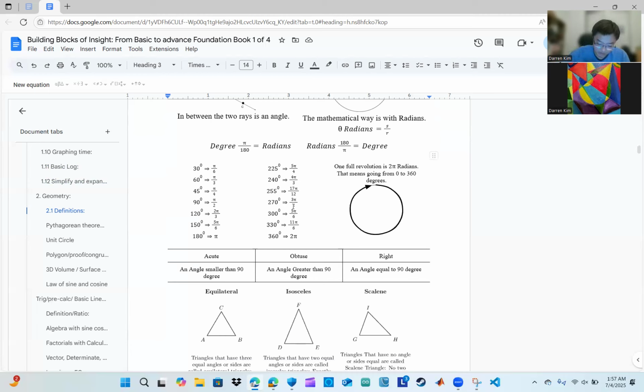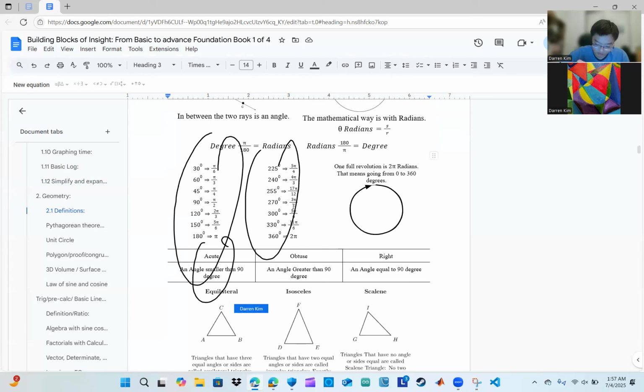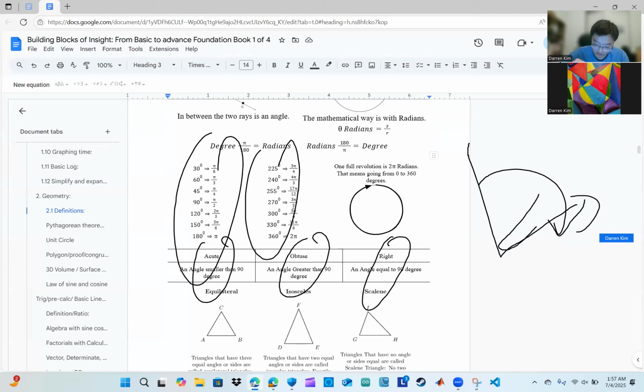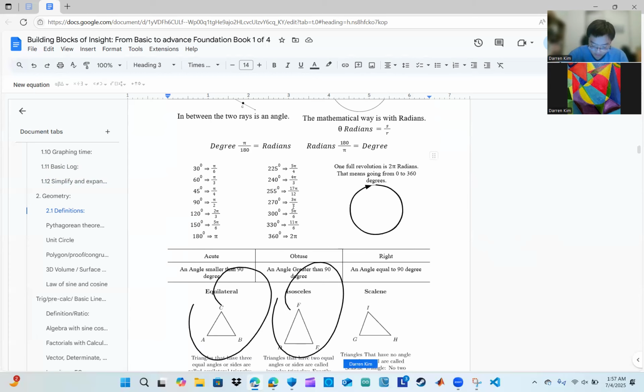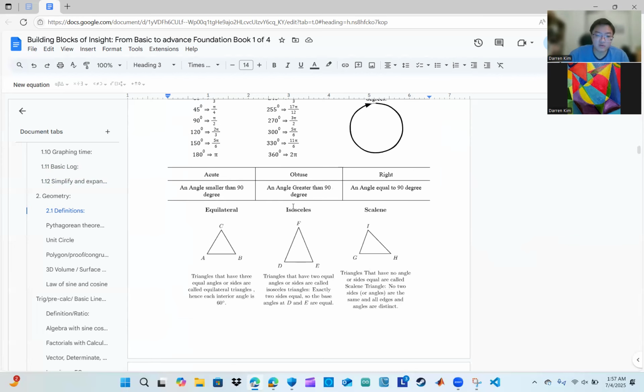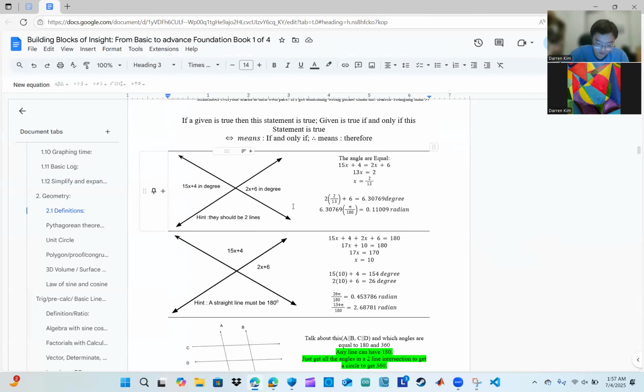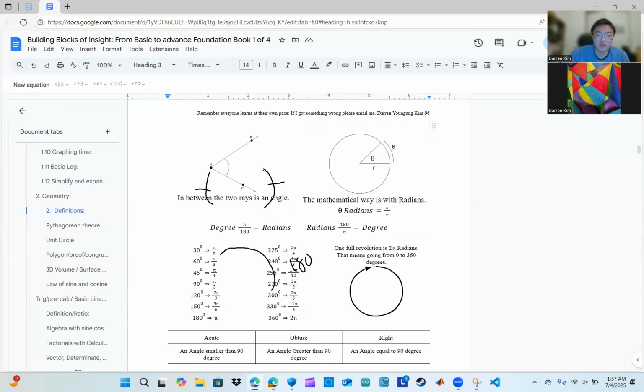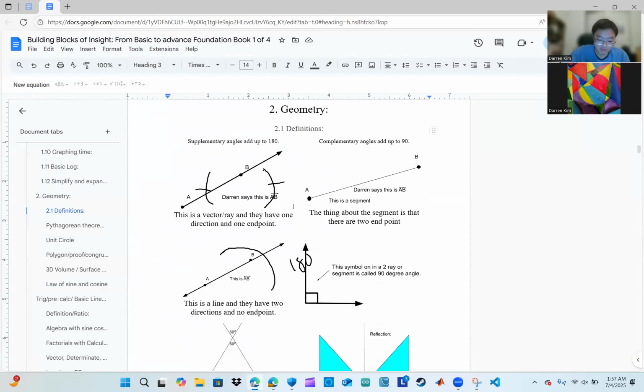Anyways, here's more conversion things, and here's acute, obtuse, right angle, which is basically just less than 90. So 90 is over here, so less than, greater than. And then equilateral, locus, scaling, we all know those. You can read them, they're just definitions. And we do one question. Basically, this angle should equal this angle, and then this angle should equal 180 because of the rule we made up over here. And we talked about supplementary angles being 180 and complementary being 90.